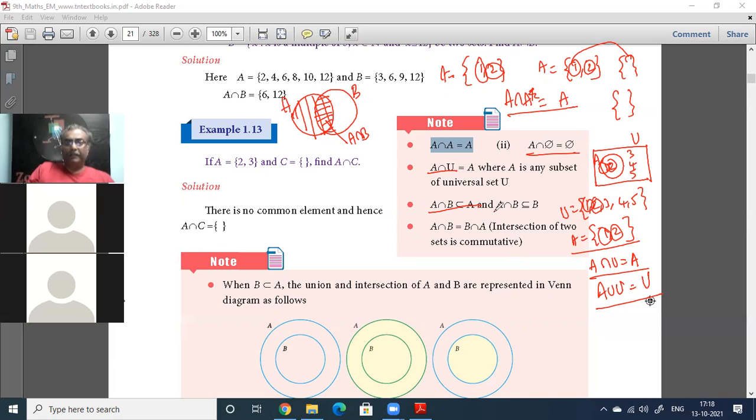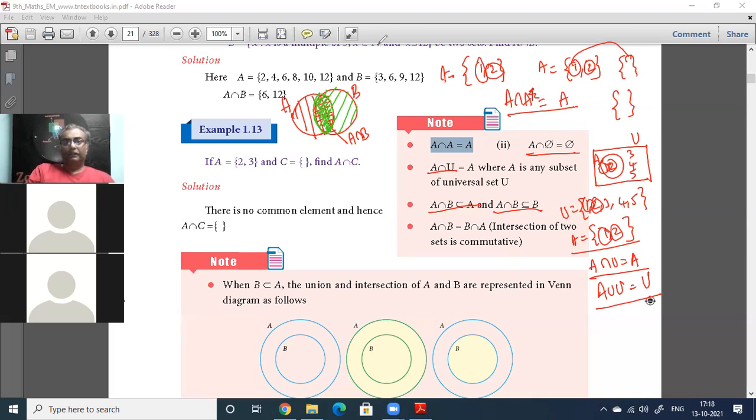Same way, A intersection B will also be a subset of B. Because what is B? B is this whole thing. So the small part of B. This is a small part of B. So A intersection B is a subset of B also.